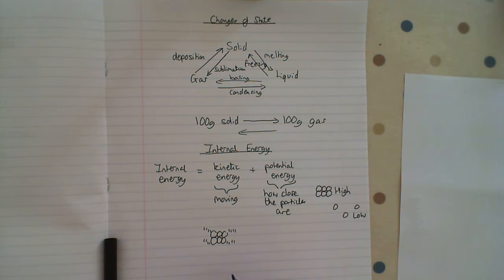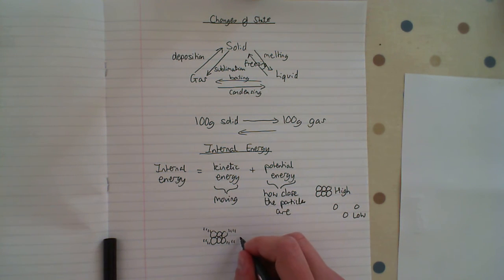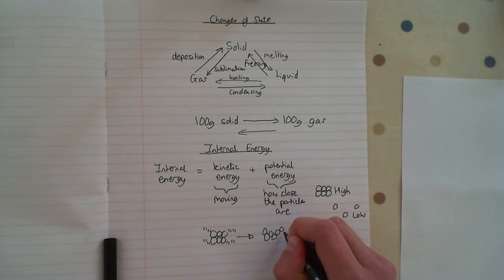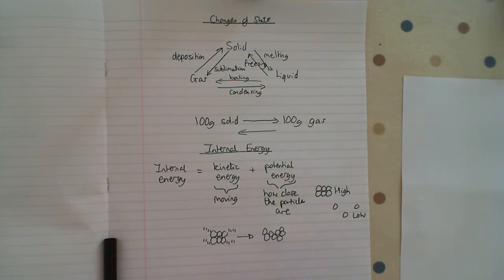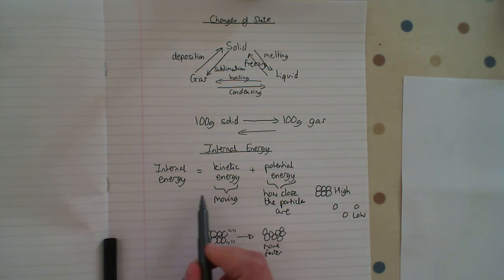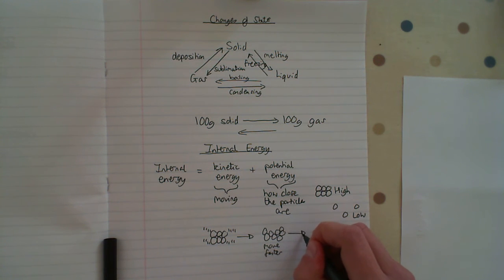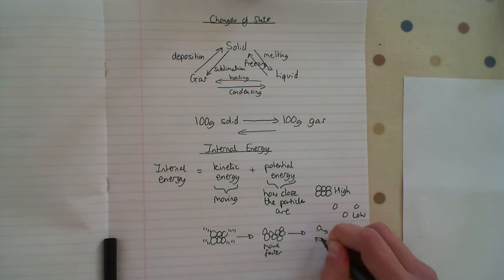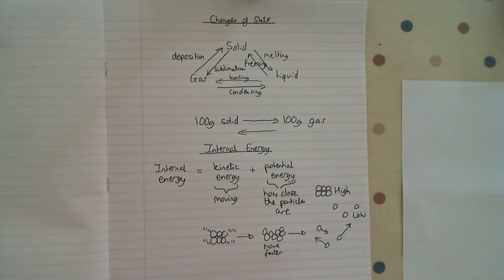And eventually we'll get to a point where they'll have so much kinetic energy, so much internal energy, that they'll break the bonds and they will no longer be regular, and the solid will now become randomly arranged in a liquid. Liquids, if we continue to supply heat energy, they move faster. If they move faster, we get more kinetic energy, we've got more internal energy, and eventually we'll break the bonds between the liquid particles and we'll get gas molecules. And gas molecules move at random speeds in random directions, all directions.